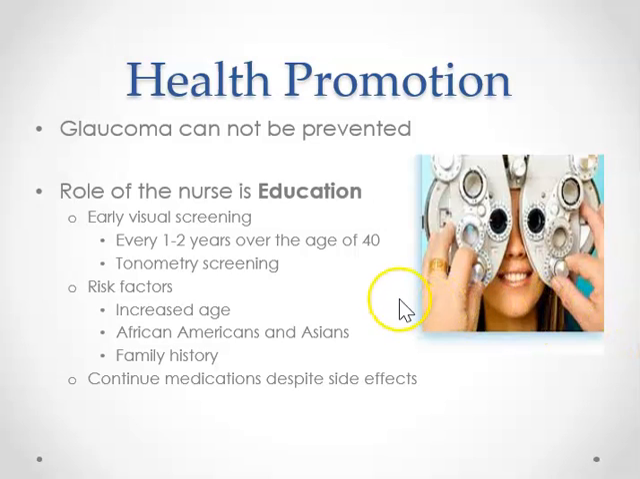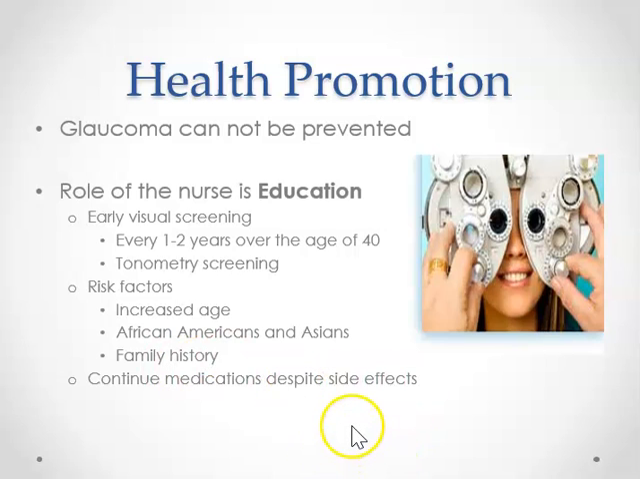So really, unfortunately, glaucoma cannot really be prevented. So your role as a nurse is going to be education on early screening every 1 to 2 years for patients over the age of 40. And with the diabetics, they really need to be screened yearly. So your risk factors, you want to, with increasing age, African Americans and Asians, and family history. So people with family history of glaucoma.